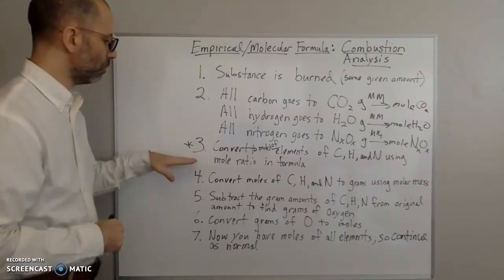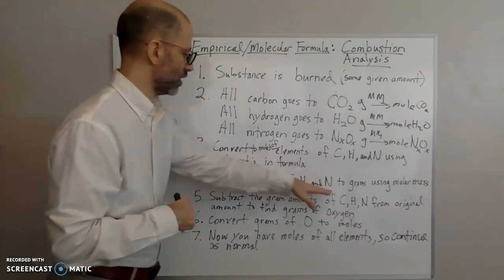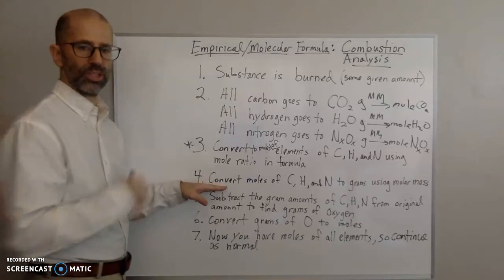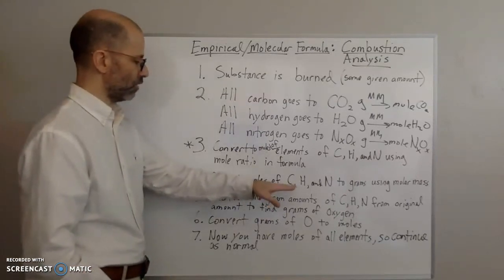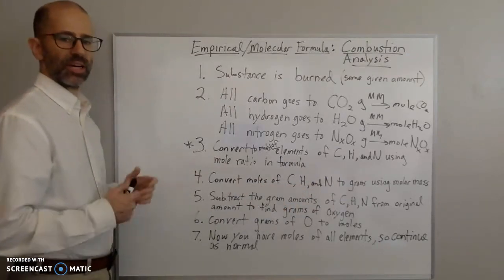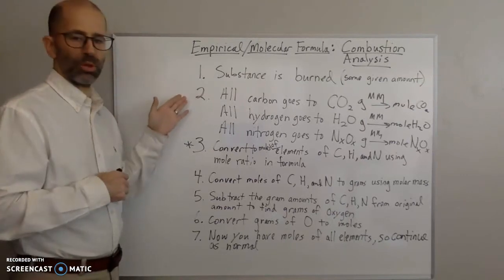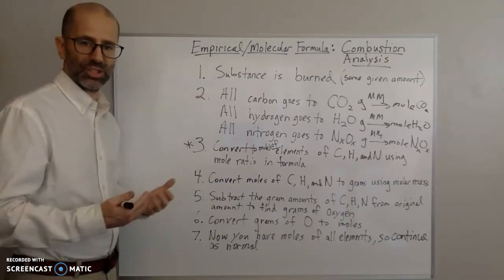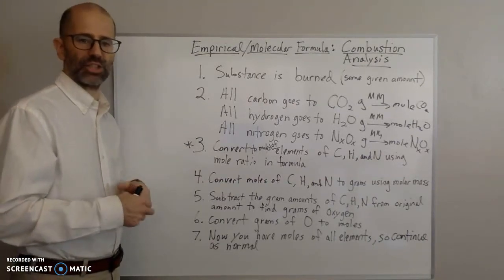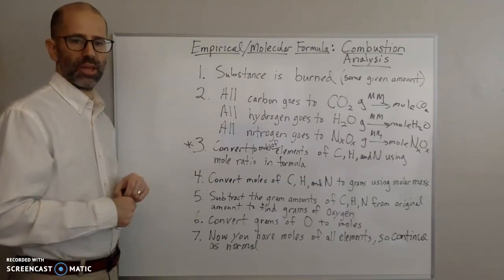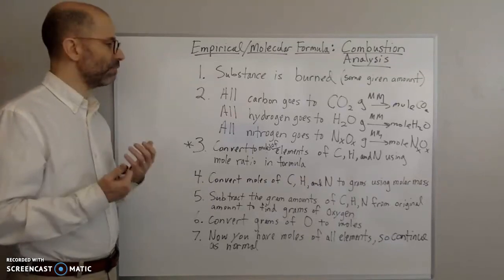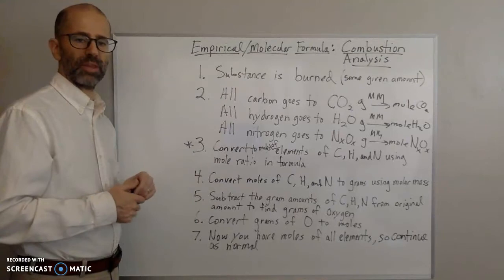Okay, so once you get the moles of the carbon, hydrogen, and nitrogen, if you've got nitrogen, you're going to then convert those to grams. So you need the gram amounts of these elements, right? And the reason for that is because your problem is going to have oxygen in it. Your compound is going to have oxygen in it as part of the formula, and so you need to find the amount of carbon, the amount of oxygen.